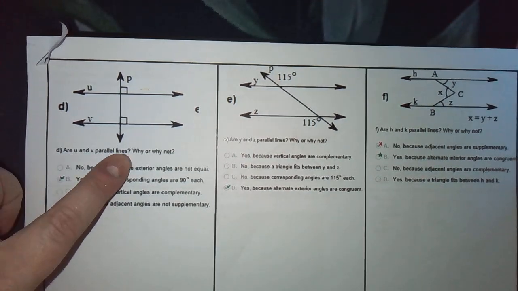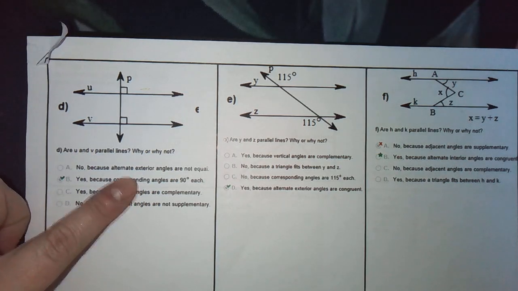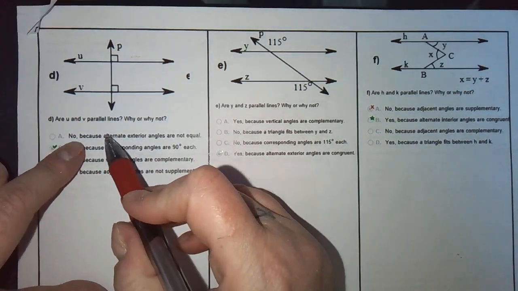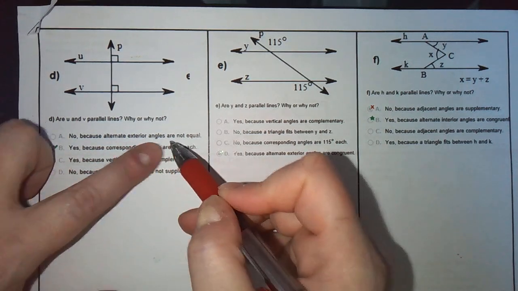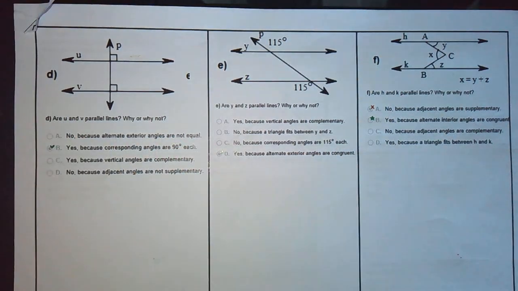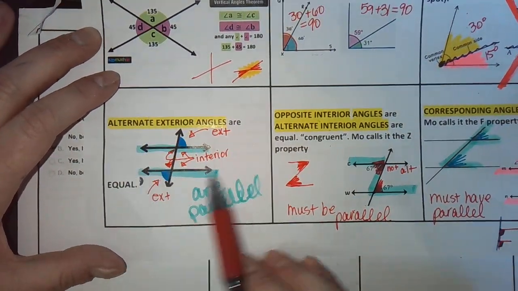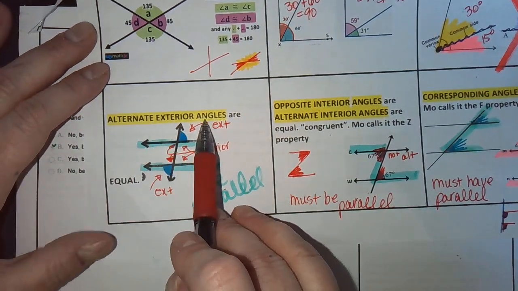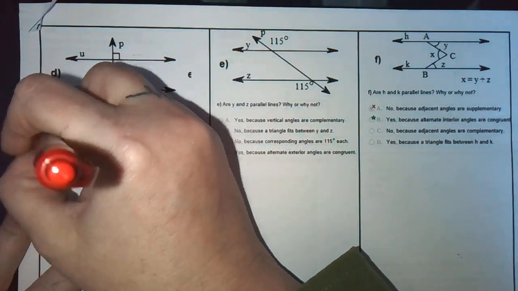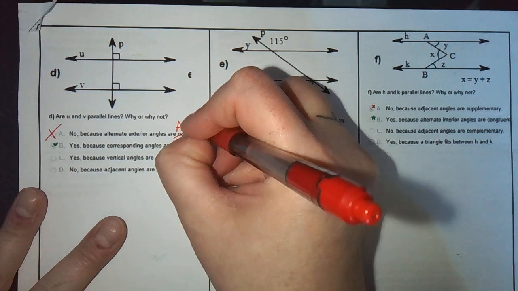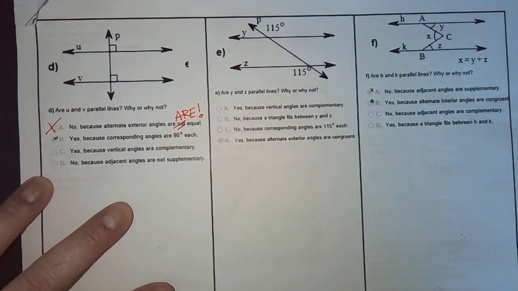D says, are U and V parallel lines? Why or why not? Well, let's check the answer choices to see which ones are wrong. It says, no, they're not, because alternate exterior angles are not equal. Okay, let's look at alternate exterior angles. This definition says alternate exterior angles are equal. Okay, well, that's out, because they are equal. They have to be in parallel lines.